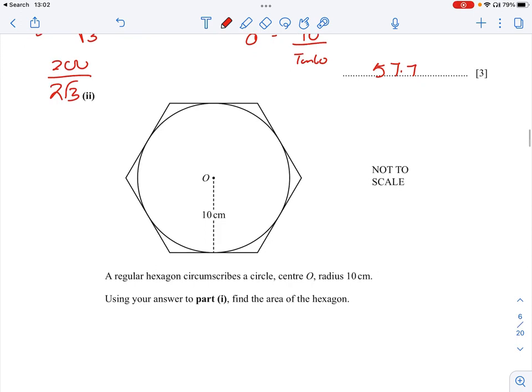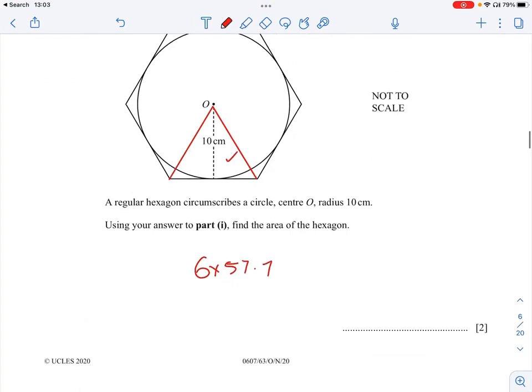Now, a regular hexagon circumscribes a circle of center O and radius 10. Use your answer in part 1 to find the area of the hexagon. So we can see what is happening over here. This is an equilateral triangle with a height 10. So area was nothing but 57.7. There are six such triangles, so it's going to be 6 times 57.7. I take the calculator and multiply 57.7 times 6. It should be giving me 346.2 or 346, three significant figures. So it is 346.